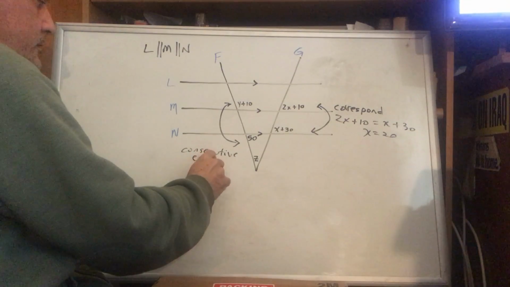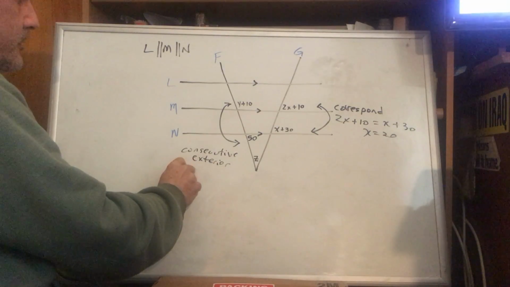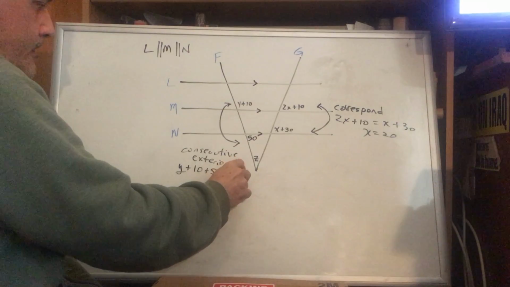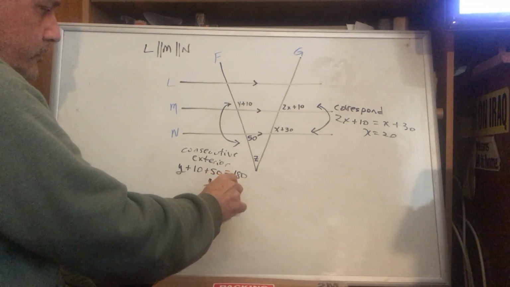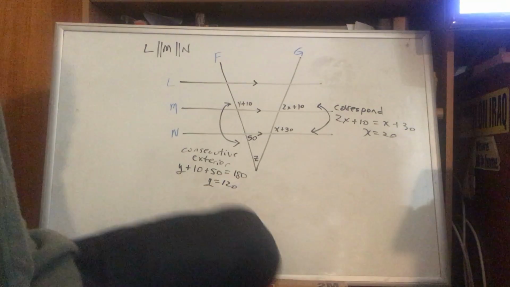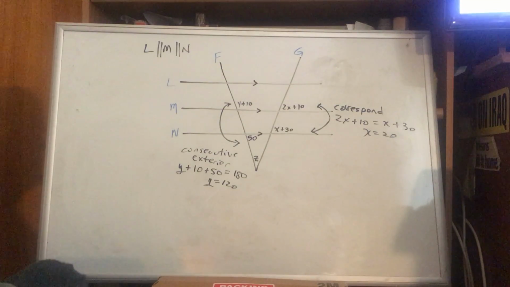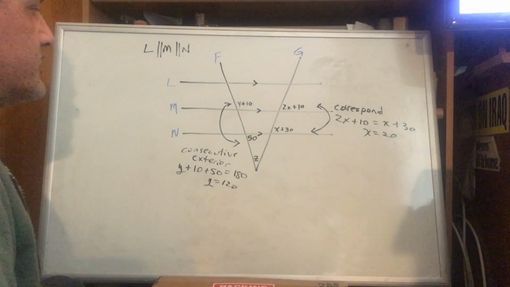Okay, and then remember the consecutive ones are the only ones that are supplementary, so those add to be 180. Alright, so that's 60, so we subtract. So y is 120. Okay, now we got to get z. Z is the only one that's different. How do we get z?